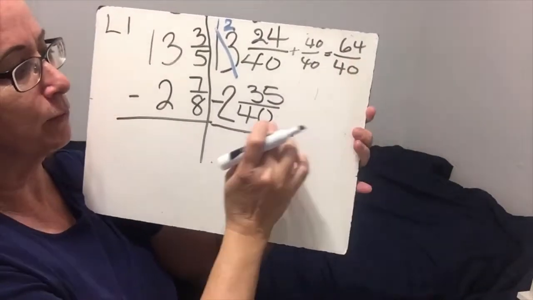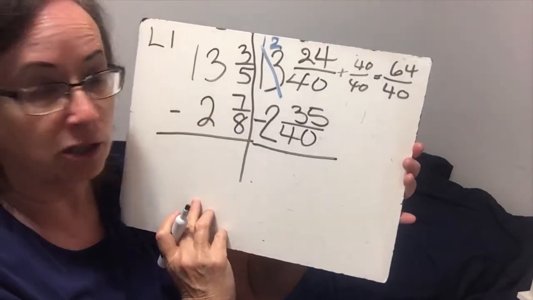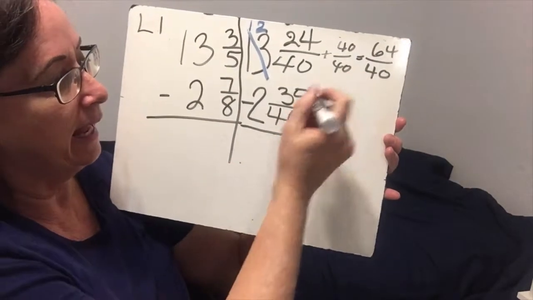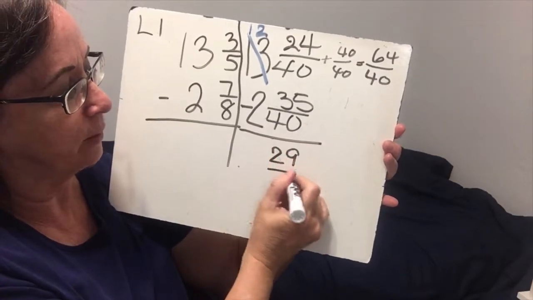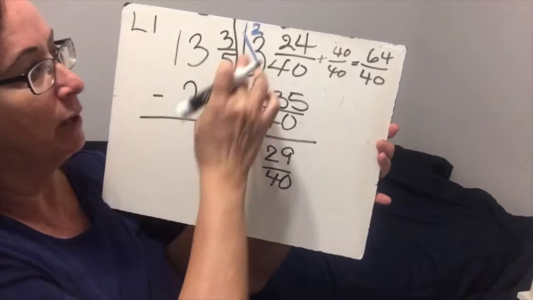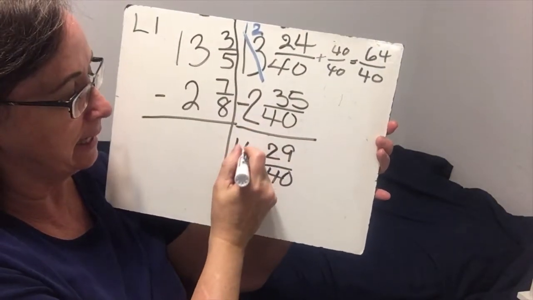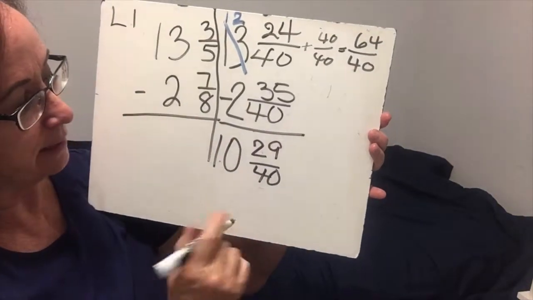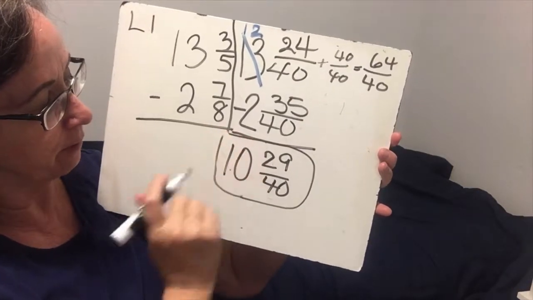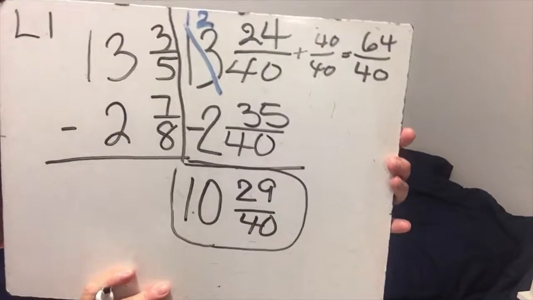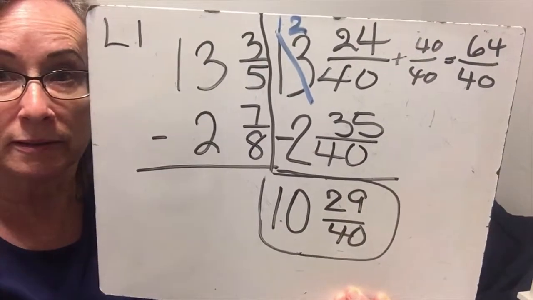So 64 over 40 take away 35 over 40 is going to be just a subtraction of the numerators, and that's going to give me 29/40. And now I'm ready to deal with my whole numbers over here. 12 take away 2 is 10, and 10 and 29/40 is my correct answer. Okay, 10 and 29/40. So there's your board for that example.